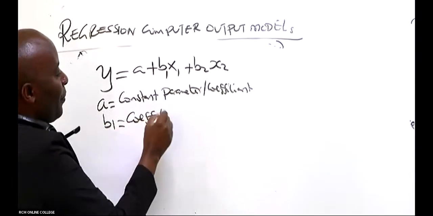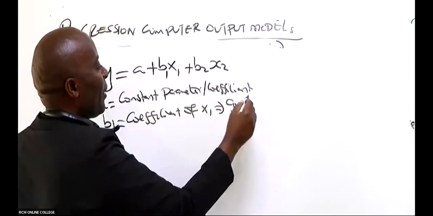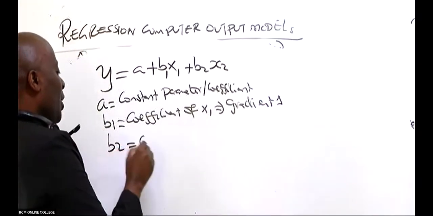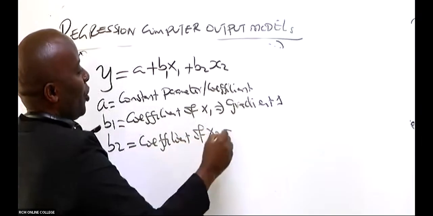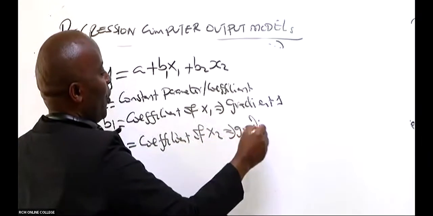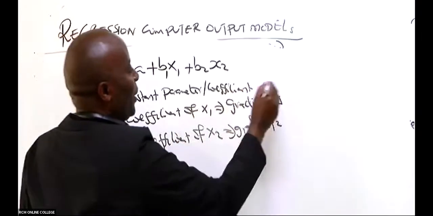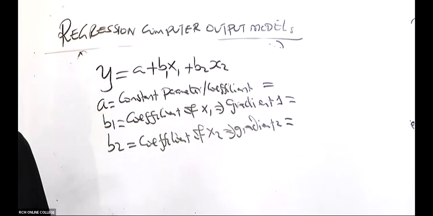This will be the coefficient of x1, or gradient 1. b2 is the coefficient of x2, which basically is gradient 2. So are you able to remind Mwalimu what these numbers are? Oh yes, we have all of them. We have all these numbers.